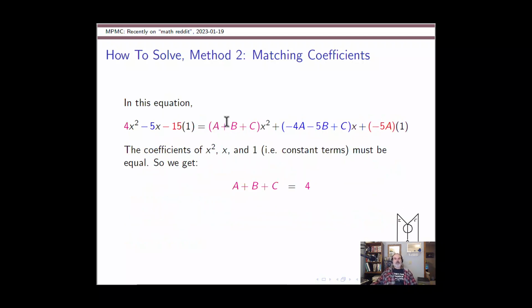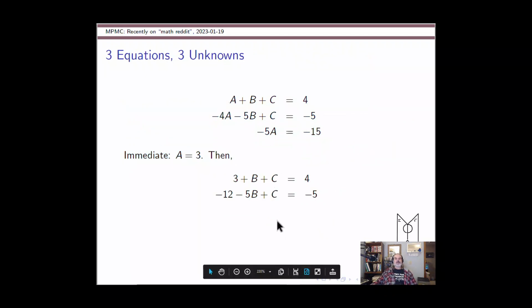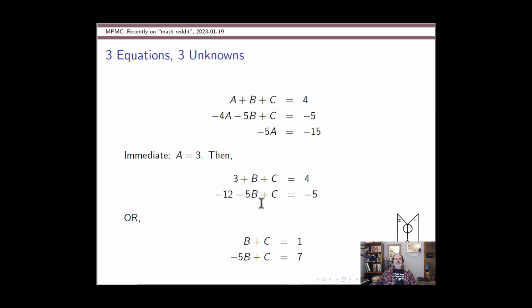Okay, so we pick out those three equations. a plus b plus c is 4. -4a minus 5b plus c is -5, and -5a is -15, and now we get to solving. The bottom equation gives us a equals 3 immediately. Okay, so let's load that back into the top two equations. Put in 3 for a in the leading terms. Let's gather the constants on the right-hand side.